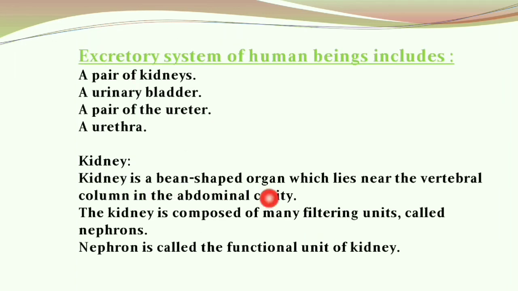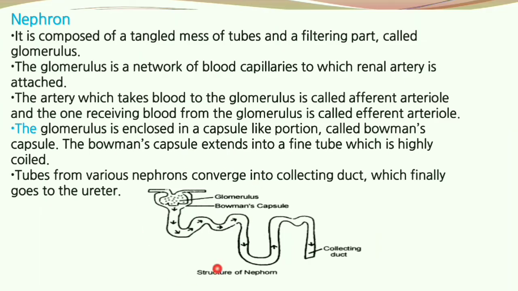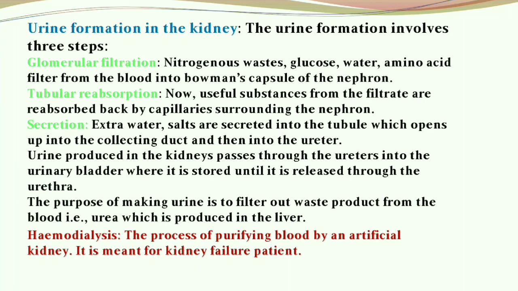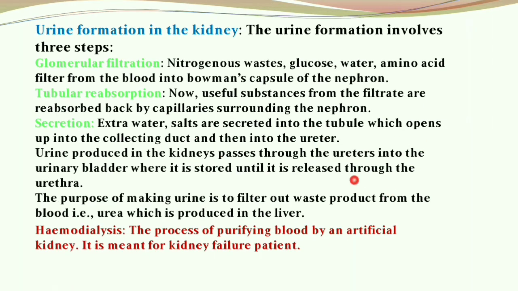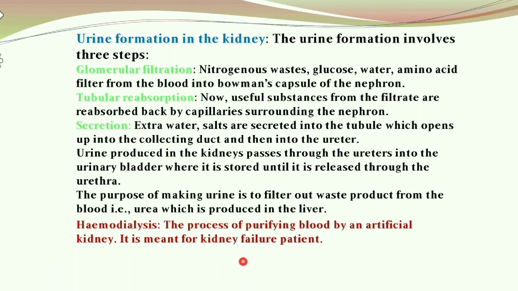Kidney is a bean-shaped organ, lies near the vertebral column in the abdominal cavity. This is composed of the functional unit of the kidney, the nephron. A nephron is a tangled mess of tubes and a filtering part called the glomerulus which is enclosed in a Bowman's capsule. Urine formation is of 3 steps: glomerular filtration, tubular reabsorption and secretion. In glomerular filtration, wastes are filtered. In tubular reabsorption, useful substances are reabsorbed back by the capillaries, and in secretion, extra substances are released or expelled out. Hemodialysis is an artificial method of purifying blood. This is meant for patients with kidney failure.